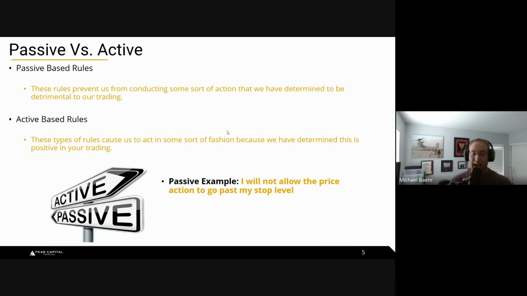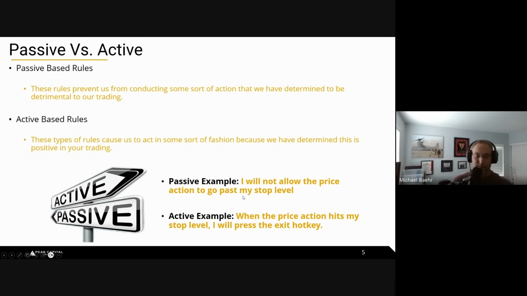Now look at it from an active perspective. When the price action hits my stop level, I will press the exit hotkey. Notice the difference in the wording. And again, remember, this is about personalities. This is about understanding you as a person and what fits better with you. Some people are going to look at the passive one and be like, yeah, no problem, I can do that. Some people are going to look at the active and say, I need that because I can't do the passive version of it, right?